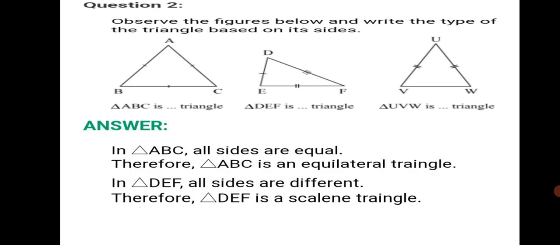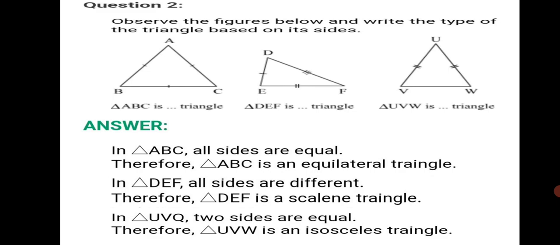Third figure, we have triangle UVW. Two sides are marked equally and the third side is not marked at all. So without hesitation, we know that when two sides are equal, it is an isosceles triangle. So we write down our answer, in triangle UVW. Remember, it's not Q here, it is W. So UVW, two sides are equal. In triangle UVW, two sides are equal. Therefore, triangle UVW is an isosceles triangle. So this way we have completed question number 2, which is to write the type of triangle based on its sides.